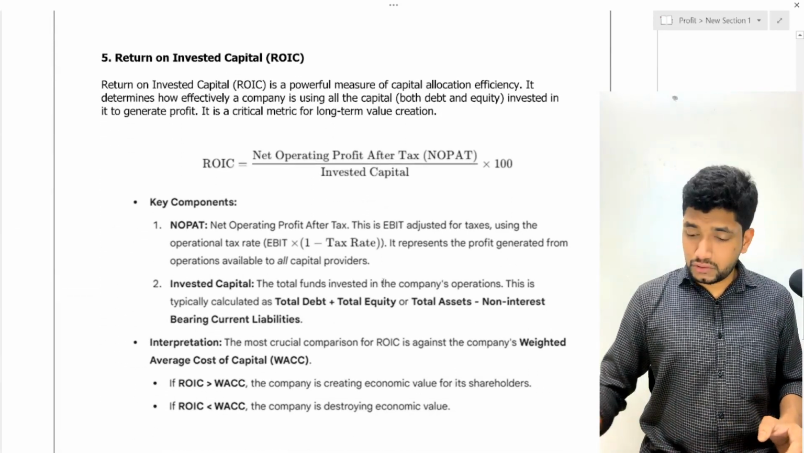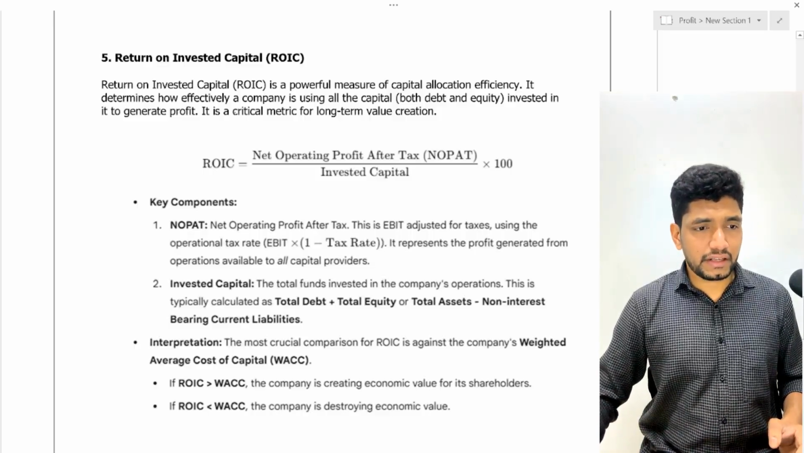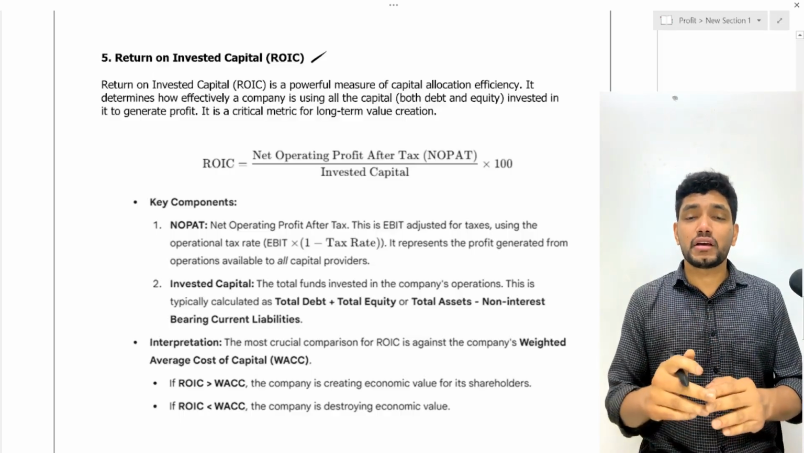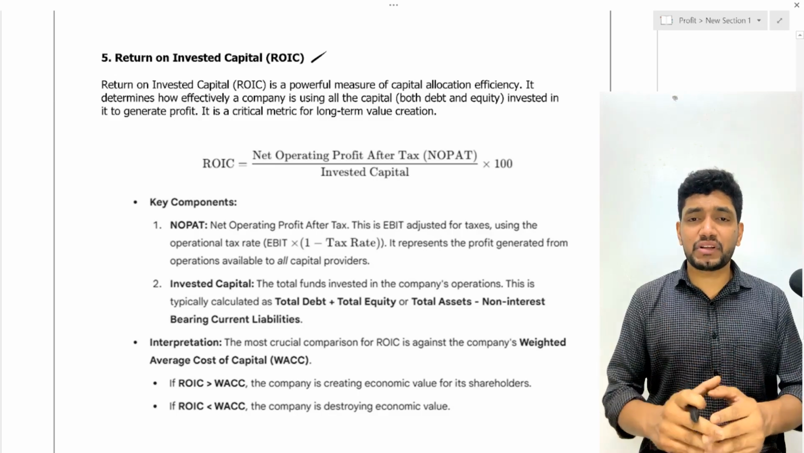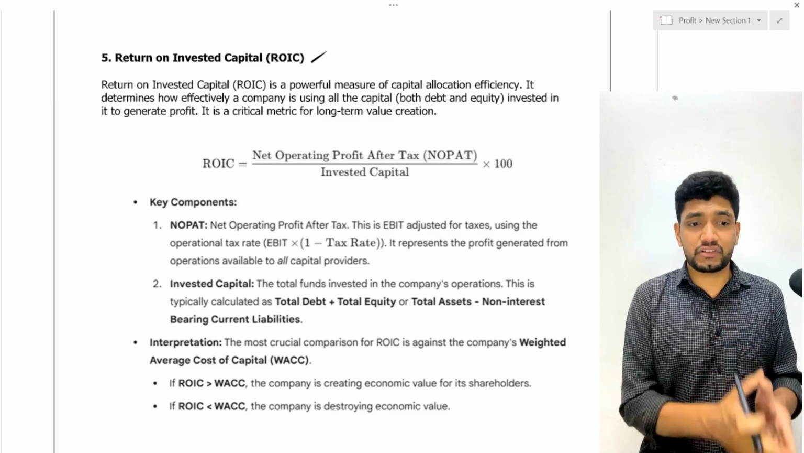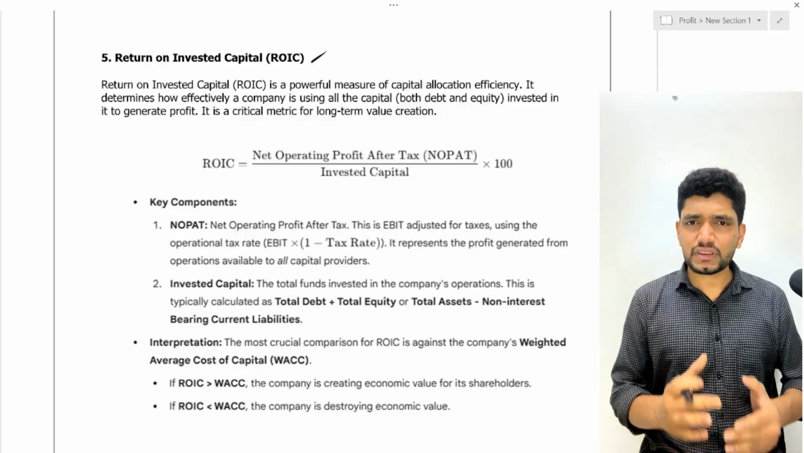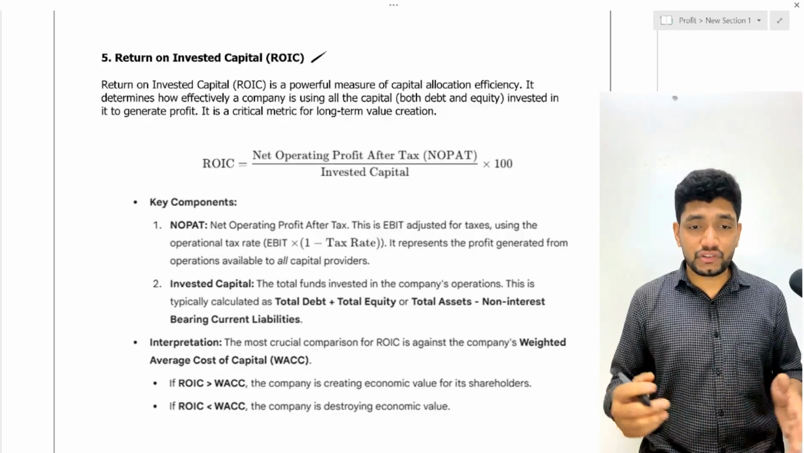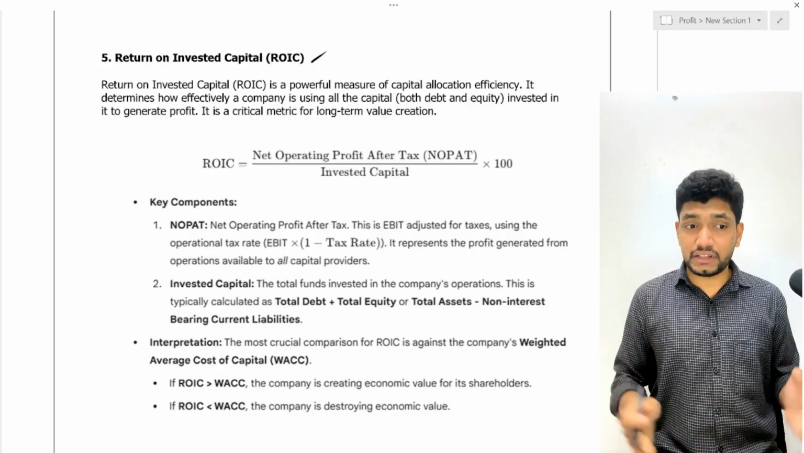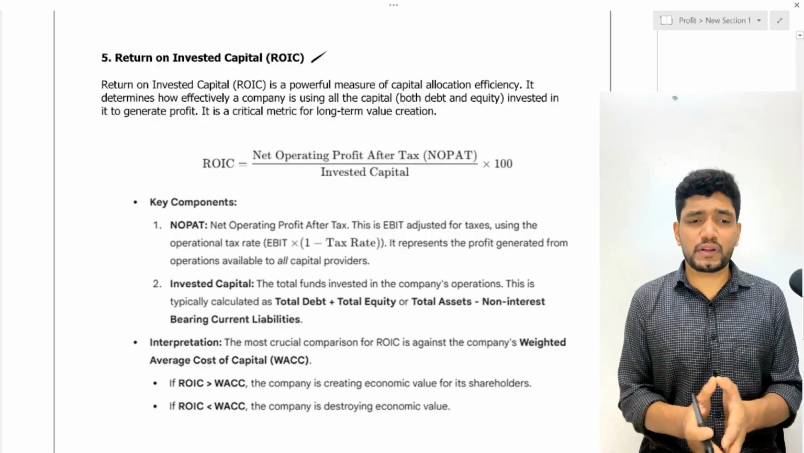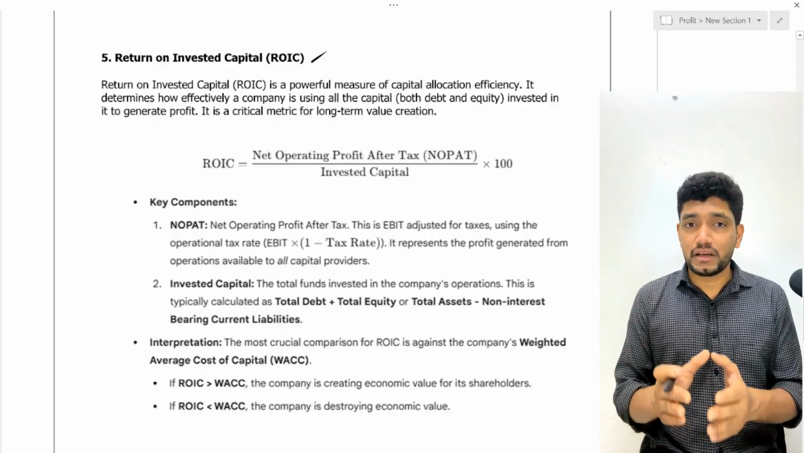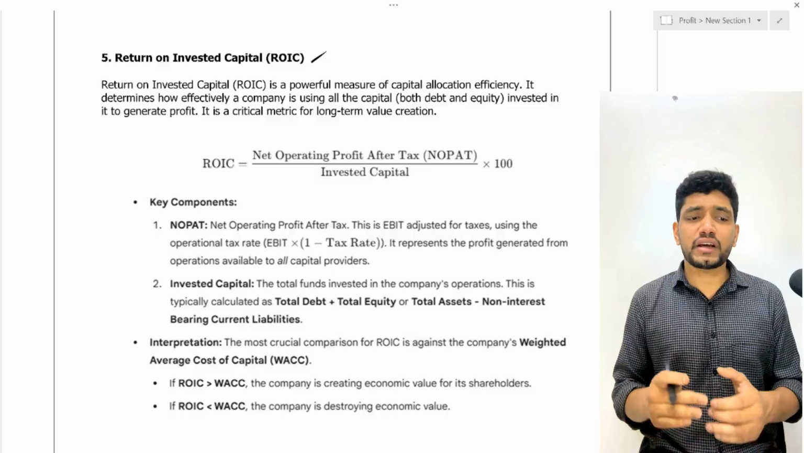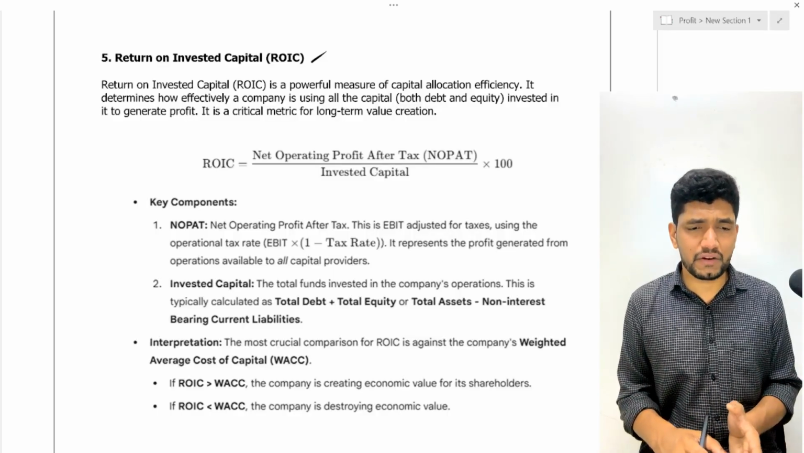So we'll move to the next concept, that is return on invested capital. This is to see how effectively the company is generating return against its invested capital. It is very useful for calculating capital allocation efficiency, and it determines how effectively the company is using its capital. Capital means debt and equity invested to generate the profit. This is a critical metric for long-term value creation.